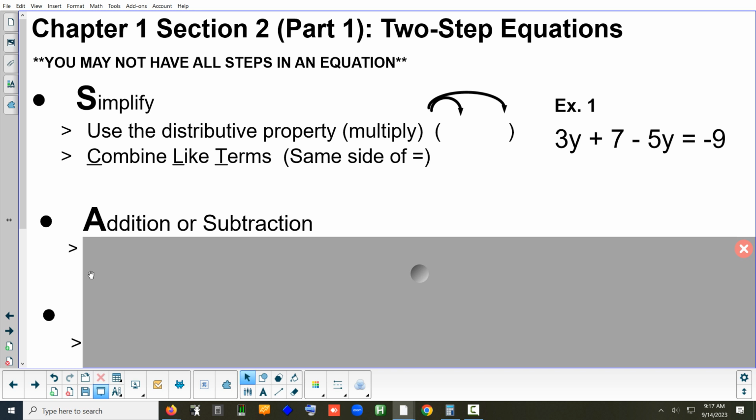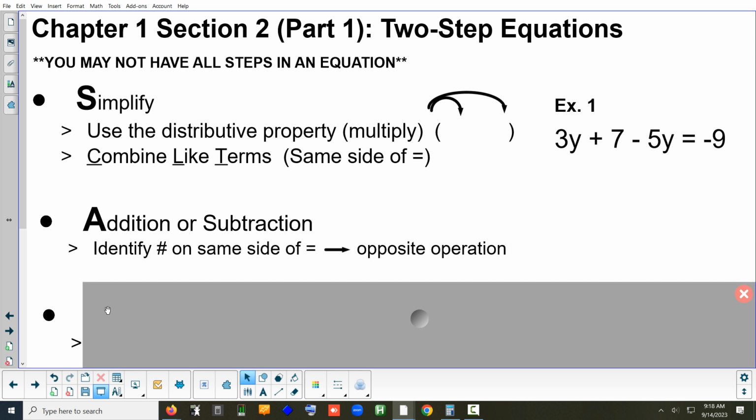The next step begins with an A, and that's addition or subtraction. At this step, now you are moving stuff from side to side. We practiced that on Tuesday. In this step, you do any adding or subtracting that you need to do to try to get the letter itself. Remember, when you want to add or subtract, how do you decide which one to do? You always do the opposite operation.